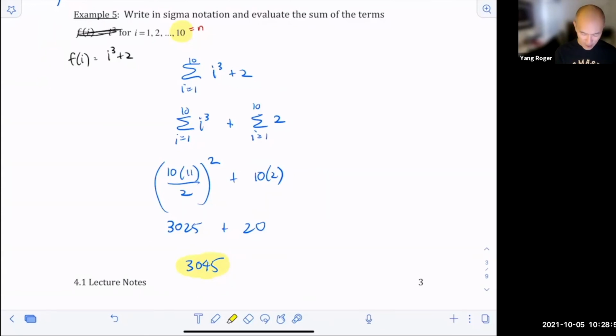My point is, I hope you're not intimidated when you see something that looks like this now, because you can just unpack what it means. All right.